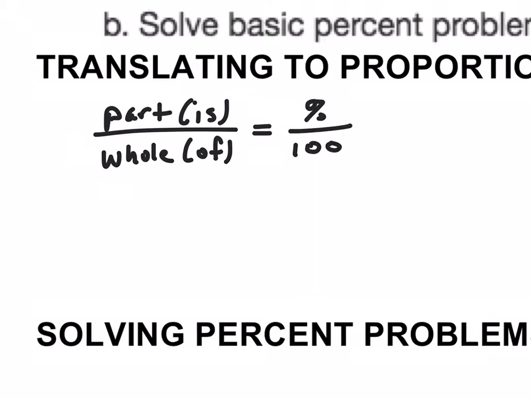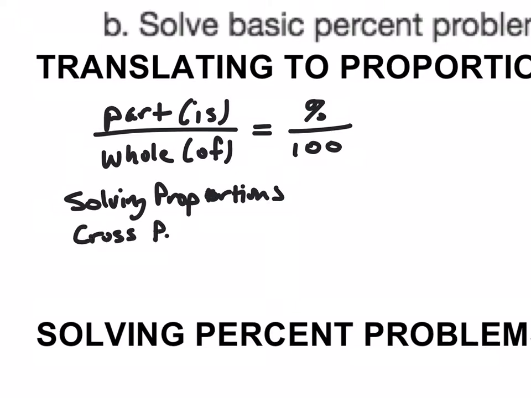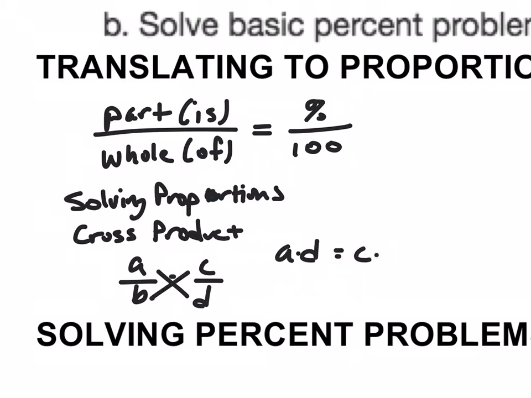Remember, solving proportions means that we have to do the cross product. Cross product property: if I have A over B equal to C over D, we cross multiply, and A times D is equal to C times B.